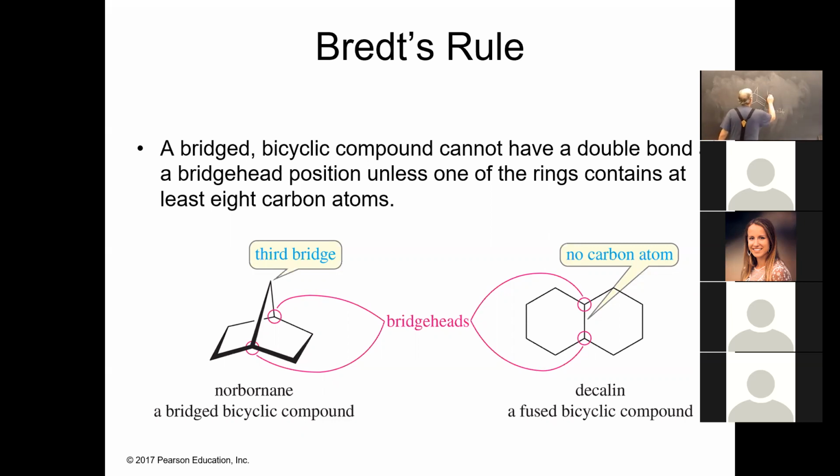If we have a double bond not at the bridgehead, that's okay. But you can't have a double bond at the bridgehead unless one of the rings has at least 8 carbon atoms. Here, this ring has 6. This one has 5. We go around this way. So the rings are too small.